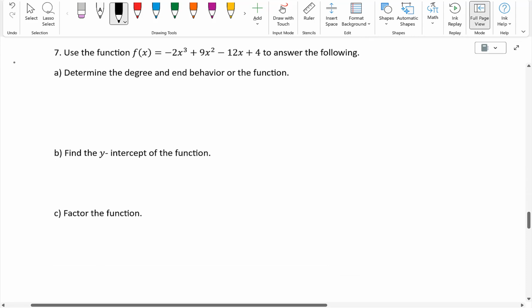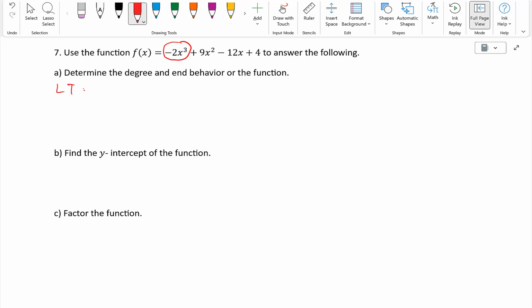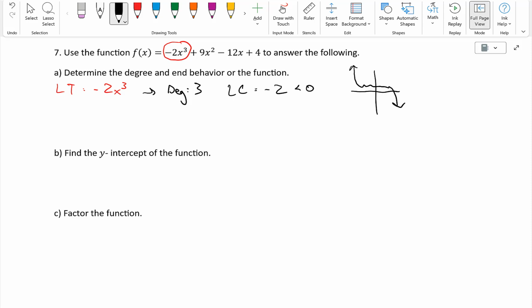All right, and then I think we've got one more here, starting all the way from the beginning. So use the function f of x equals -2x cubed plus 9x squared minus 12x plus 4 to answer the following. We want to determine the degree and end behavior of the function. So we start by identifying that whole leading term again. Our leading term is -2x cubed. That gives us our degree of 3 and our leading coefficient of -2, which is less than 0. So we look like this cubic function that's been reflected. We'll start in the upper left, end in the lower right.